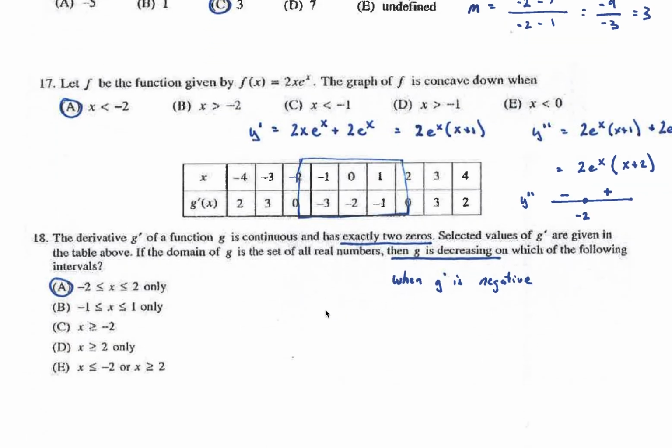It has exactly 2 zeros. I'm showing you g prime values, and then g is decreasing on which intervals? Okay, so I'm just looking at there, right? This interval right here, that's when g is decreasing, when g prime is negative.